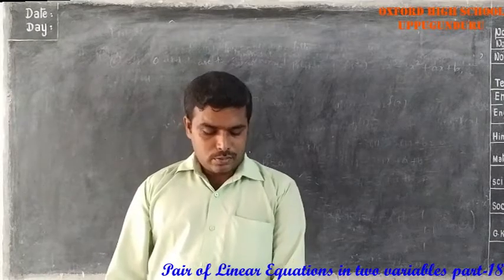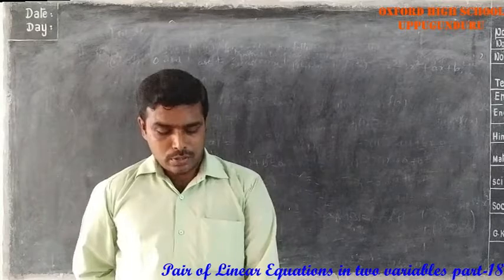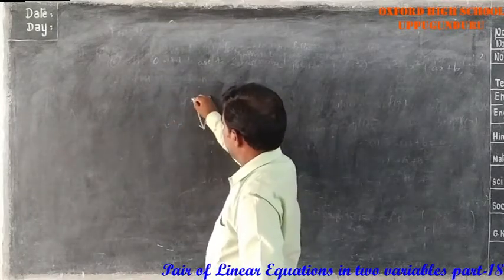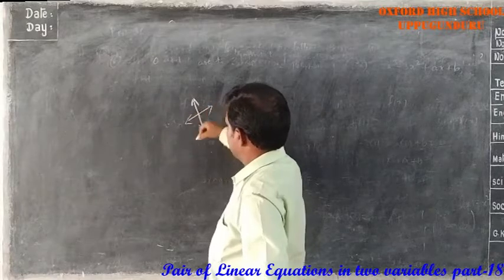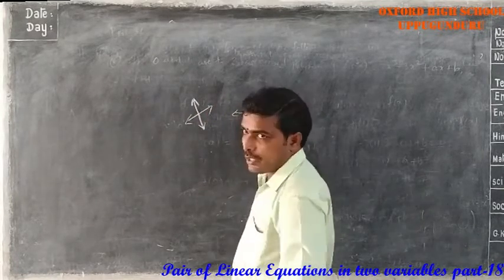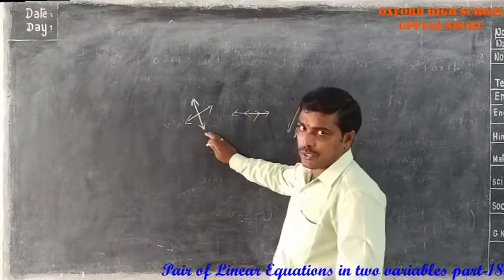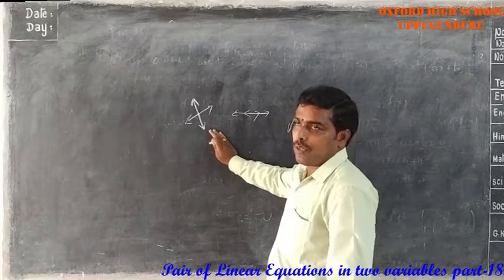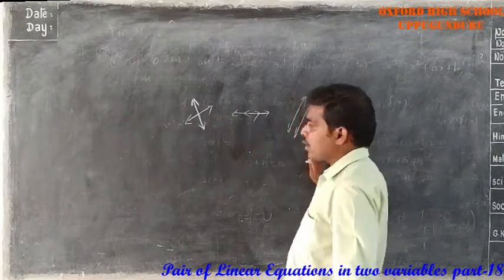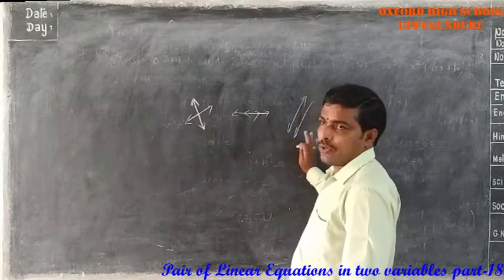I will tell you one problem for each method. Remaining problems you have to do. That means we have how many types to represent a pair of linear equations in the graph. One is intersecting lines, the other one is coincident lines, the next one is parallel lines. So among each I will tell you one graph. Remaining graphs you have to do based on these methods.